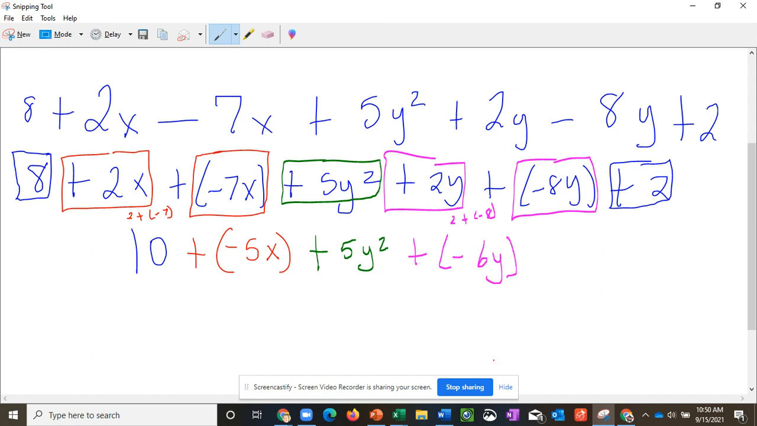So my ending expression is 10 plus negative 5x plus 5y squared plus negative 6y.